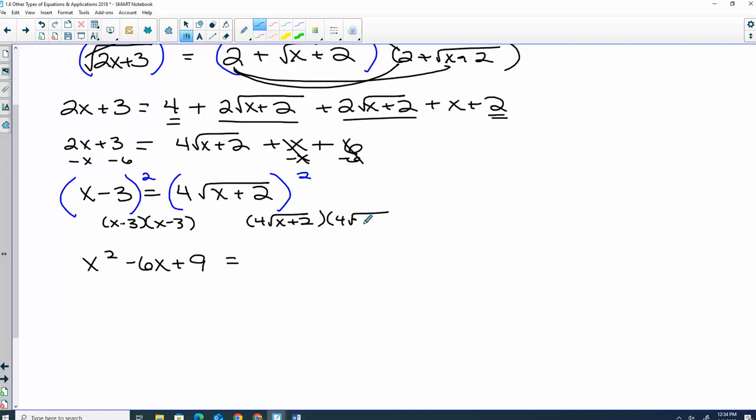Okay, if you're multiplying that, you multiply in any order, what's 4 times 4? 16. What happens if you take the square root of x plus 2 times the square root of x plus 2? Cancels the radical. So we squared the 4, we dropped the radical. Long process, but we are getting close now. Distribute the 16.